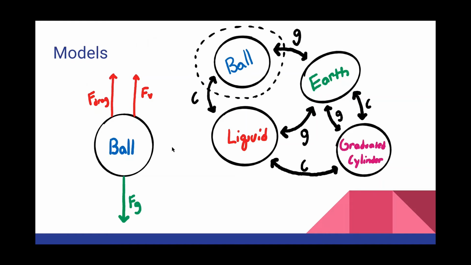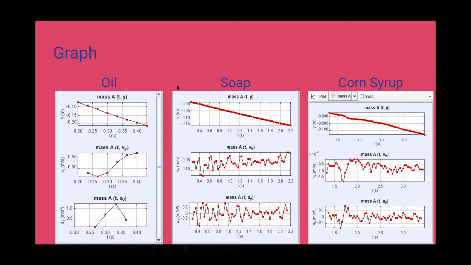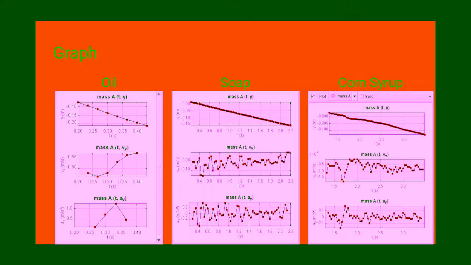These are the models we decided on because we're mostly dealing with force. So we have our system schema, in which the system is the ball, interacting with the liquid through contact and the earth through gravity. Here is our free body force diagram, which shows gravity and then the two resistive forces, which are drag and viscosity. And these are our graphs comparing oil, soap, and corn syrup: position, acceleration, and velocity versus time. As you'll notice, under position versus time it's a linear line, which indicates that the velocity is constant and the sphere has already reached its terminal velocity.